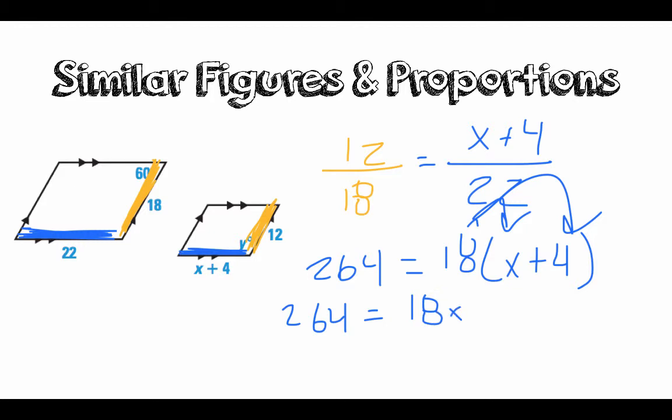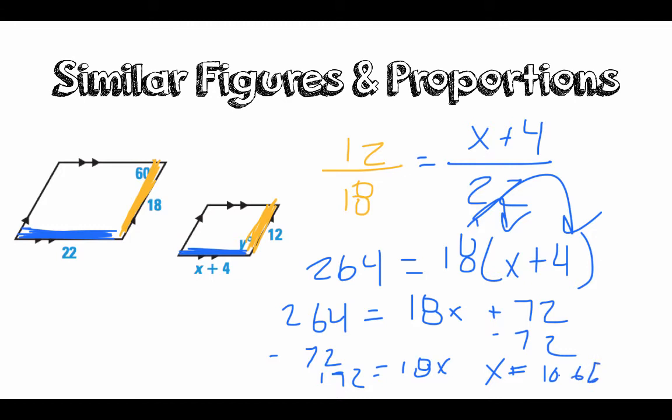264 equals 18x, and 18 times 4 is 72. Subtract 72 from both sides. 18x equals 264 minus 72, which equals 192. So we divide that by 18, and we're left with x equals 10.6667 repeating.